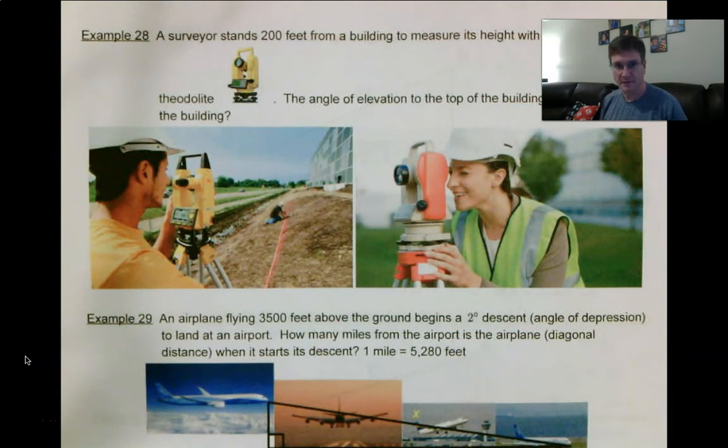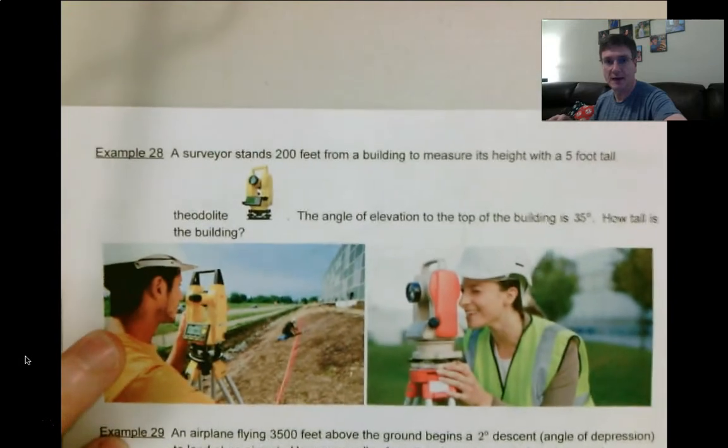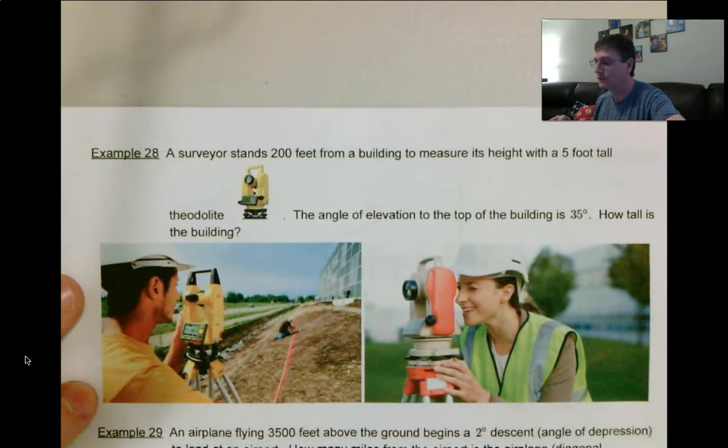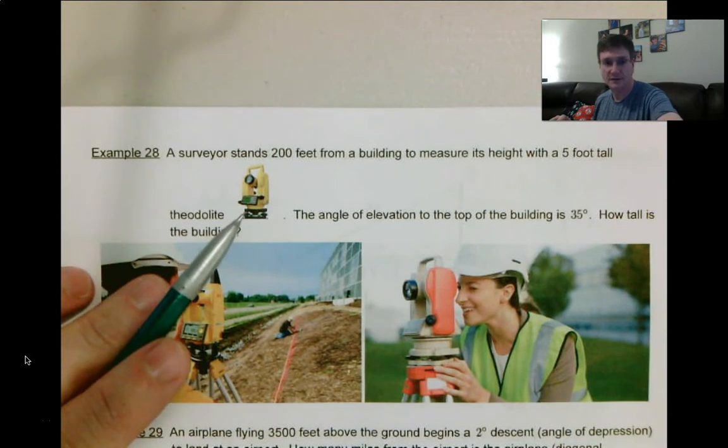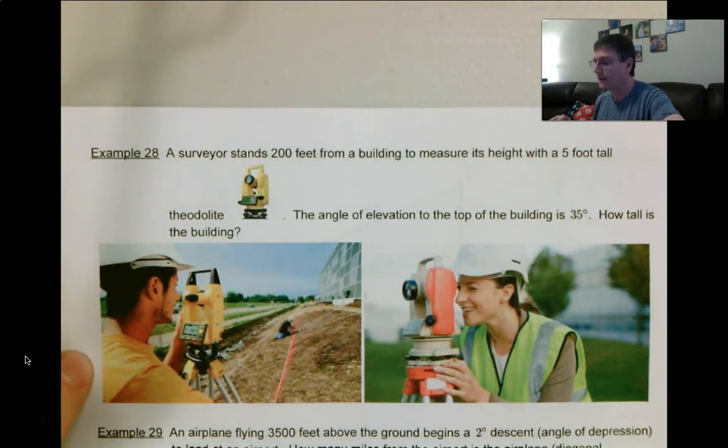Section 949596, Part 2. Example 28. A surveyor stands 200 feet from a building to measure the height with a 5-foot tall theodolite. This is a picture of a theodolite, an angle measuring device used by surveyors. The angle of elevation to the top of the building is 35 degrees. How tall is the building?